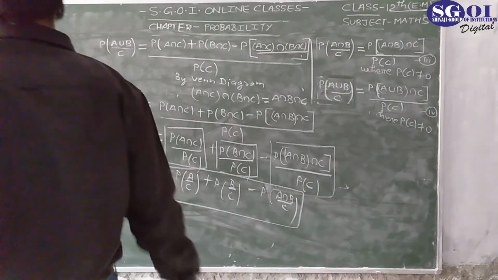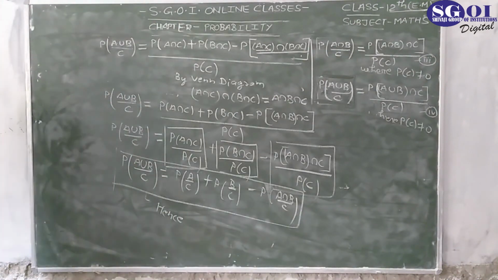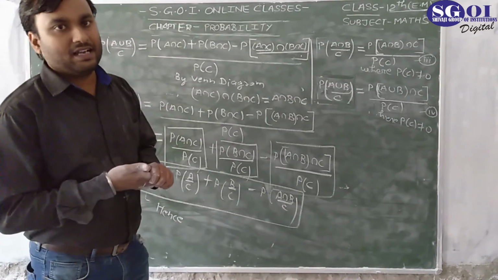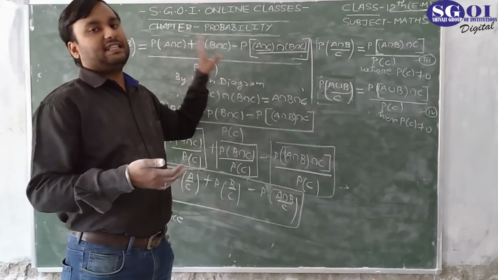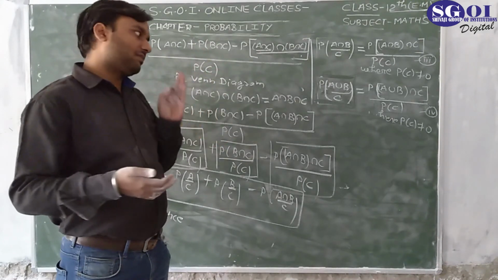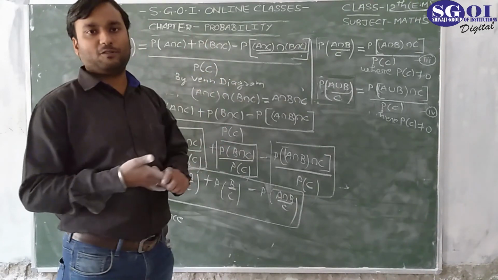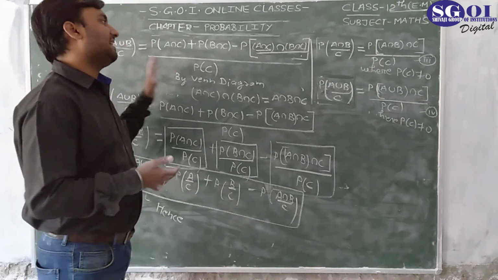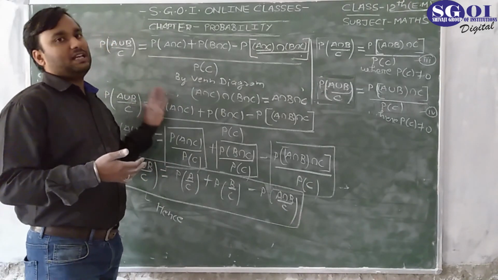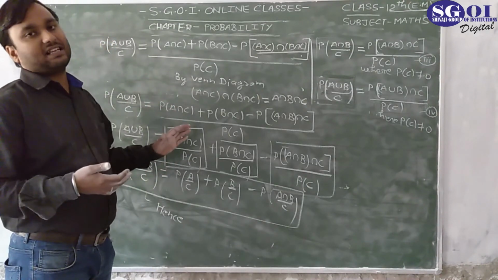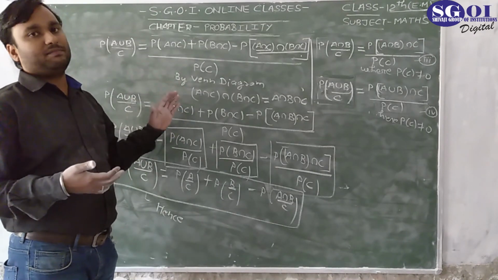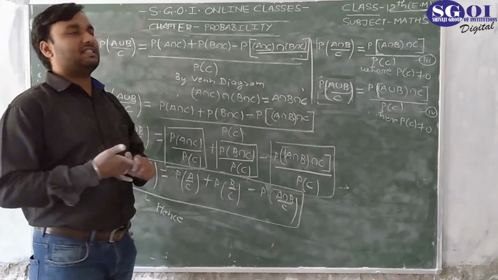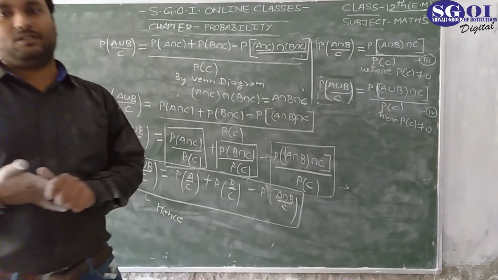So students, it is enough for today's class. In today's class I have started a new chapter, probability, in which I have taught you about conditional probability, some short questions related to conditional probability and some theorems related to conditional probability. I think you will have to learn all the important things about conditional probability, theorems related to it and formulas related to it. So students, I will continue this chapter in the next video also. Thank you students.